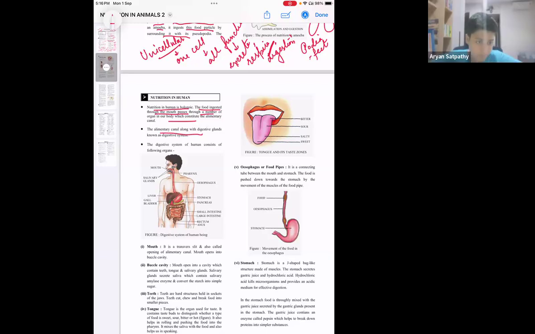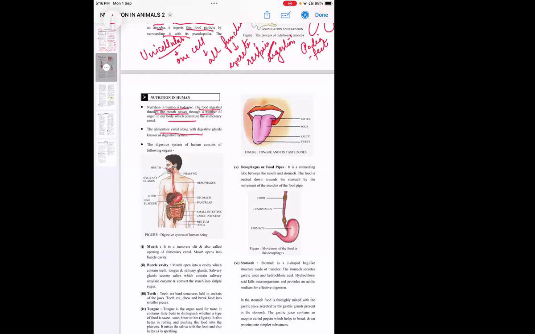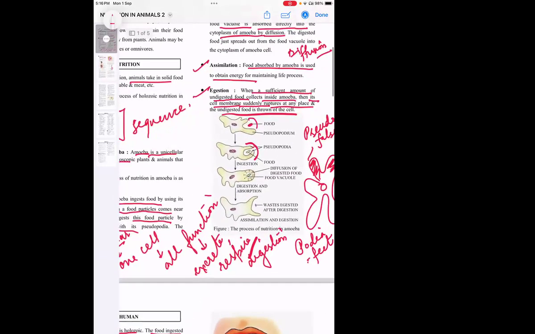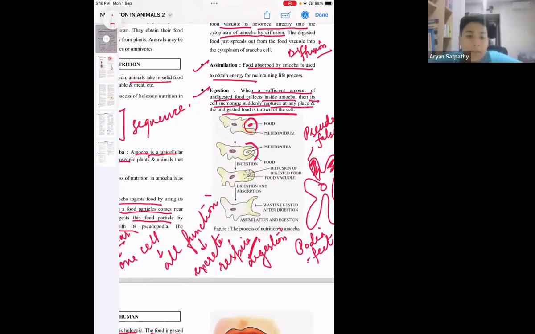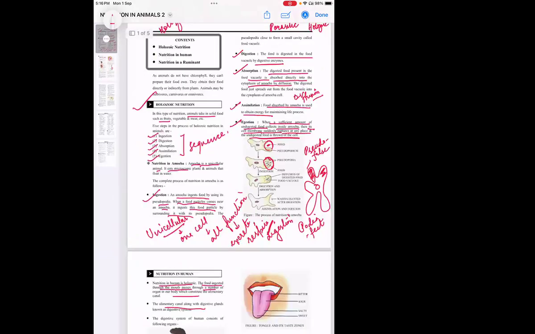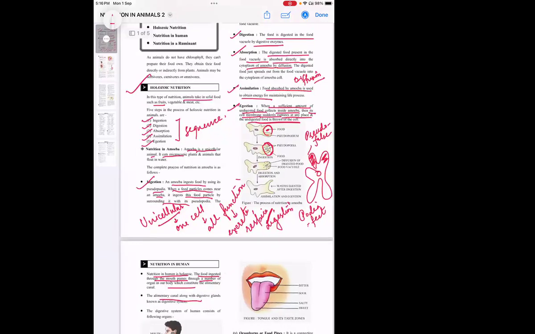In egestion, as given, undigested food gets stored in the vacuole. This is a vacuole only. After engulfing the food, they create the vacuole. That vacuole will have a layer, and that membrane is nothing but a layer actually. Then that membrane will fuse with the cell membrane, or I'll just make an easy diagram.